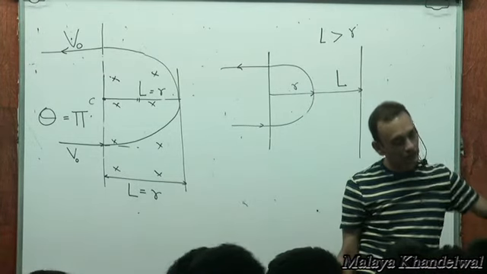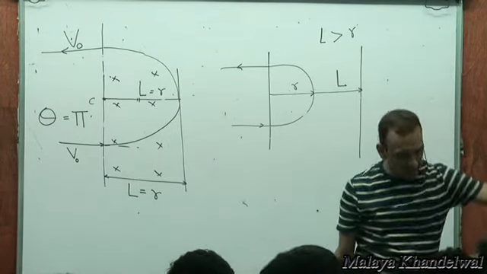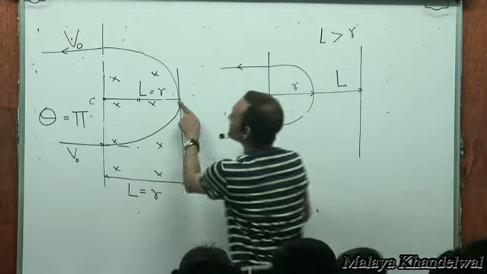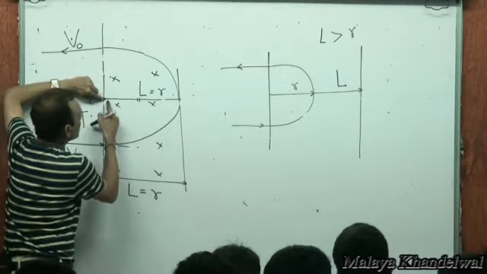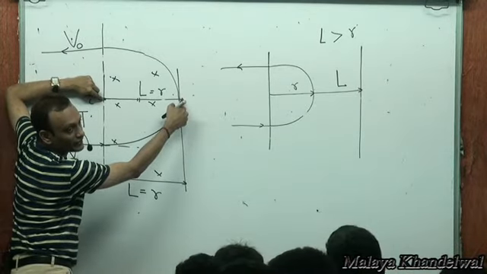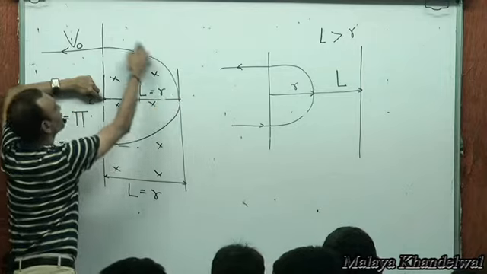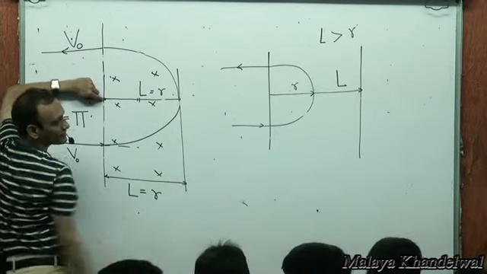Theta will be pi by 2. But then it's not executing a full circle. See, when it comes here, do you realize that theta is 90 degrees? So theta is 90 degrees when it comes to this point, isn't it? And it will go this way. Right?